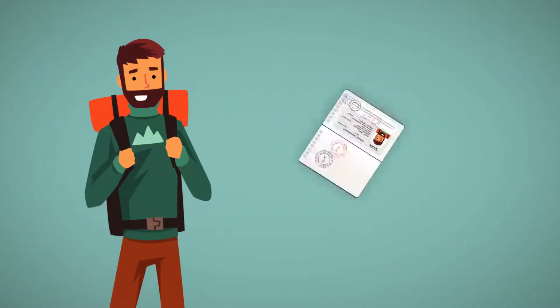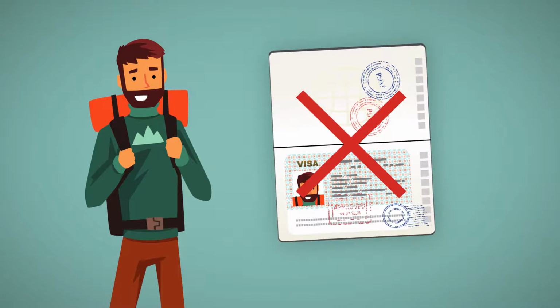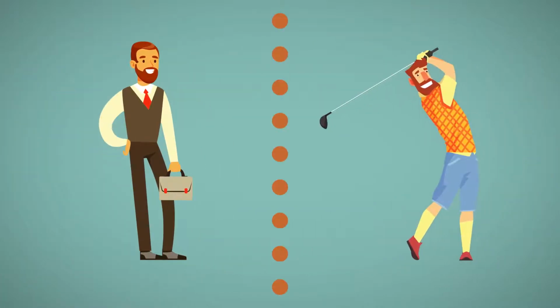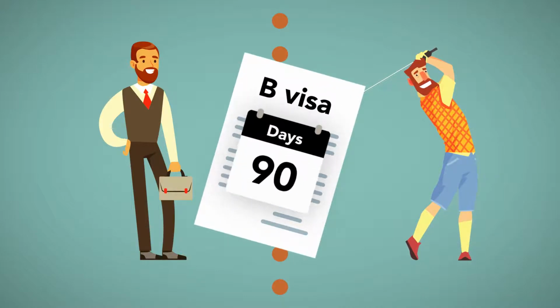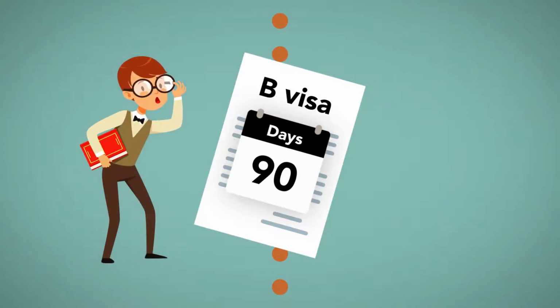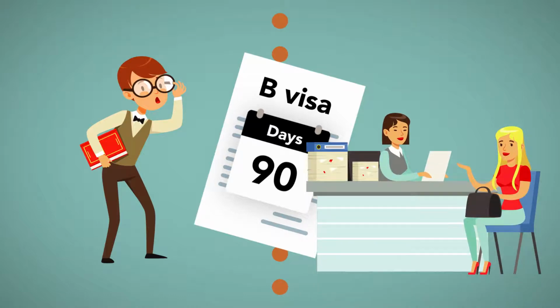The second requirement is that the traveler must not already have a current U.S. non-immigrant visa. The third requirement is for the applicant to intend to come to the U.S. for business or pleasure, which ordinarily requires a B visa, for no more than 90 days. No other activities that would be suitable for non-B visas, such as participating in a formal program of study or to apply for work, are permitted under the Visa Waiver Program.